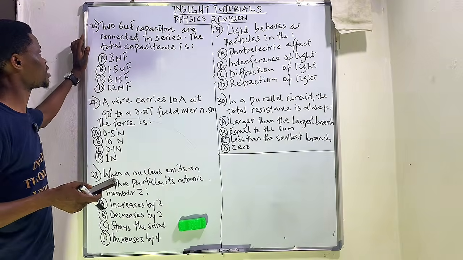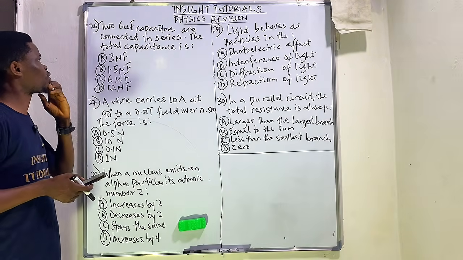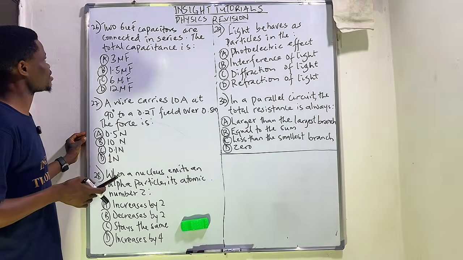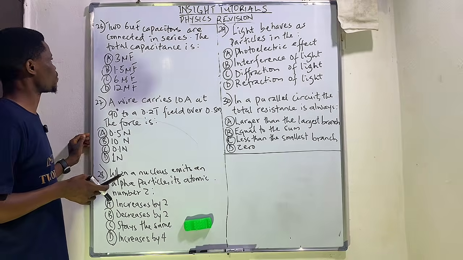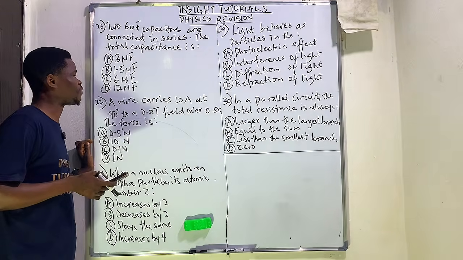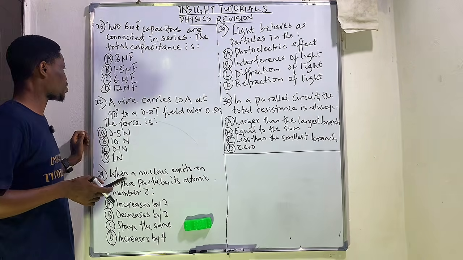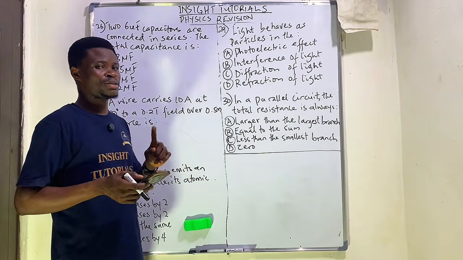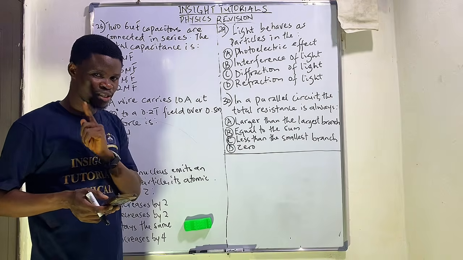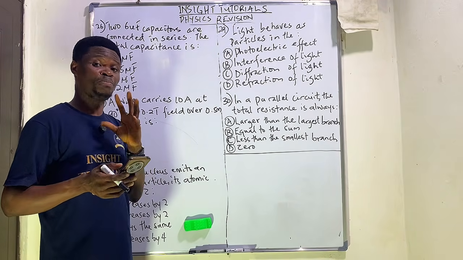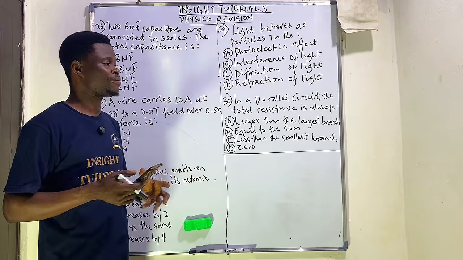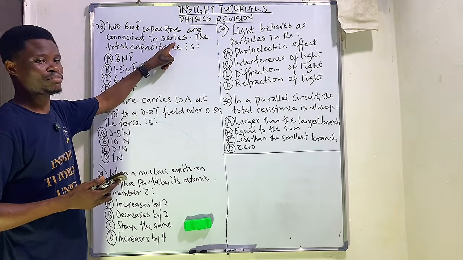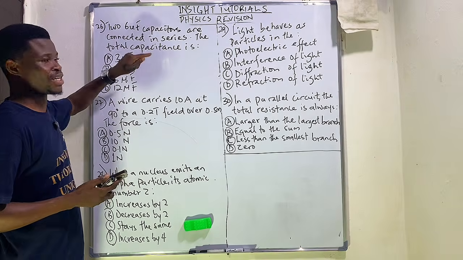All right, question 26 says, two 6 microfarad capacitors are connected in series. The total capacitance is: A, 3 microfarad; B, 1.5 microfarad; C, 6 microfarad; and D, 12 microfarad. Now, for us to solve this question, you need to understand there's a key difference between a capacitor and a resistor. And there's also a big difference between how they are connected, right? Now, if capacitors are connected in series, remember they are identical.